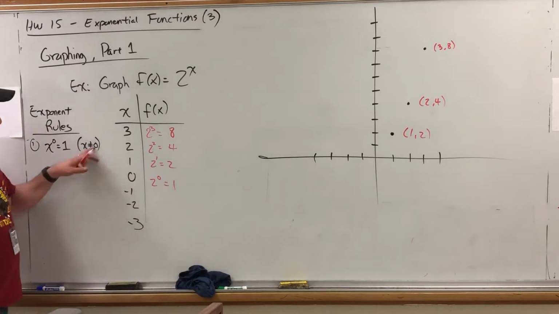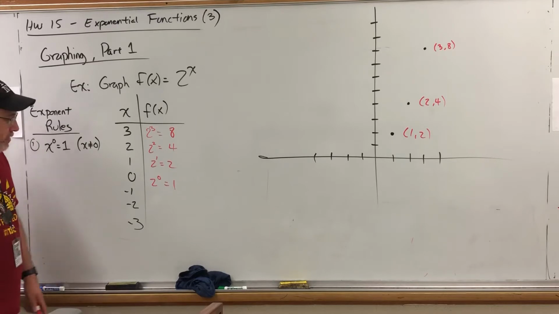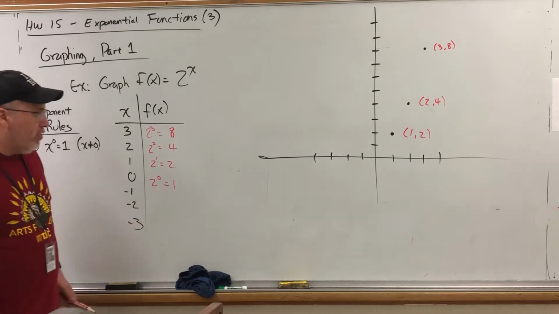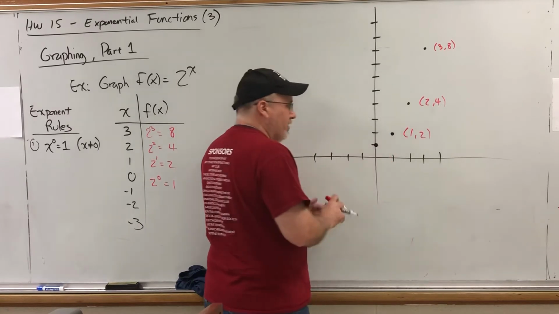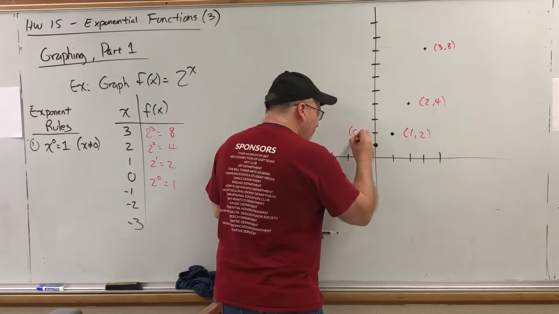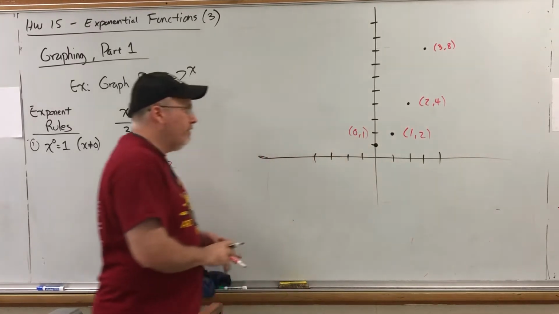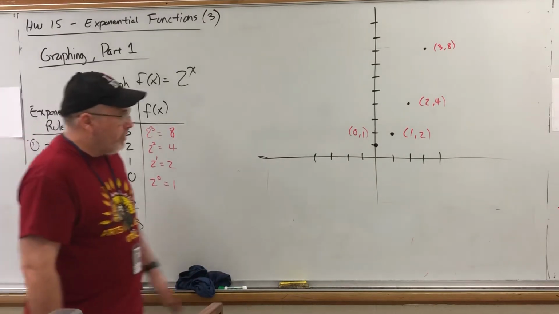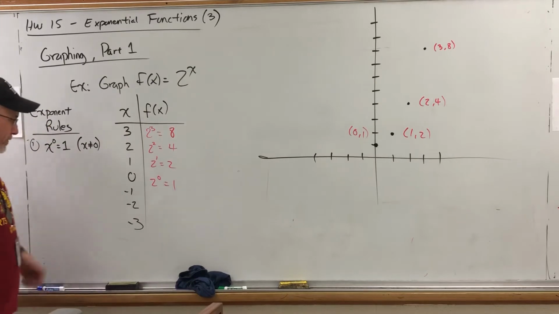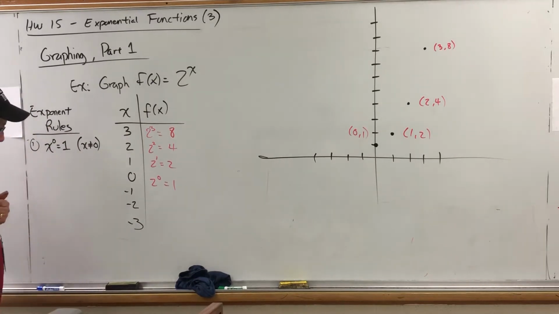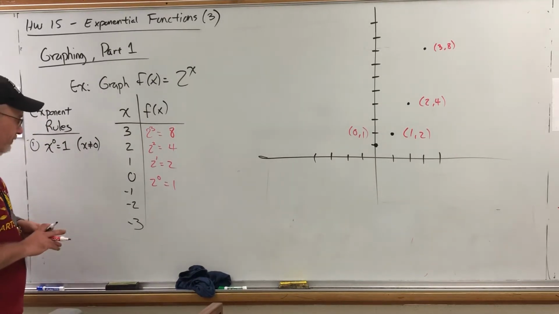So any number except 0 raised to the 0 power is 1, which means this ordered pair is 0, 1, which means I have a point right here. In fact, that's my y-intercept. We'll label it up here. 0, 1. Looks like at some point we're going to cross the x-axis, so we'll locate the x-intercept in a moment. Well, let's continue evaluating the function.